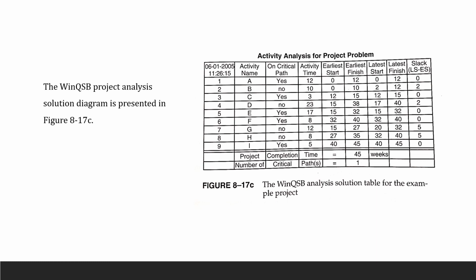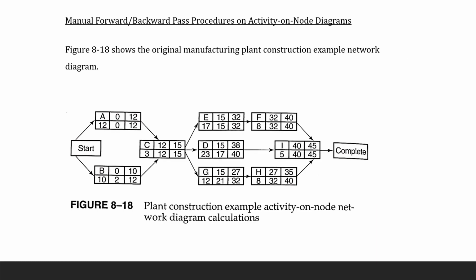Here is your completion time, which is 45, and here is your ES and EF, and that's your LS and then LF right there. These are your slack times, about the same thing as your hand-drawn table. Then we go down to our final slide. That's your manual forward and backward pass procedure again.